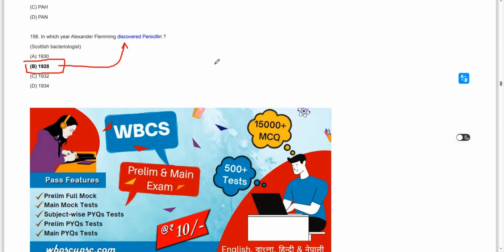So Alexander Fleming, a Scottish bacteriologist, discovered penicillin in the year 1928.